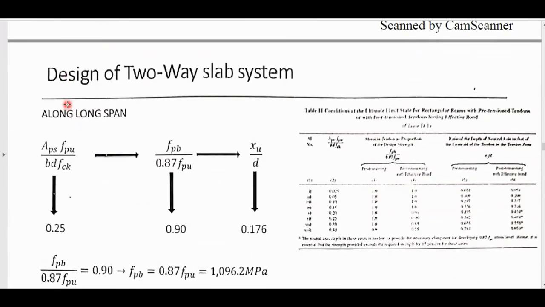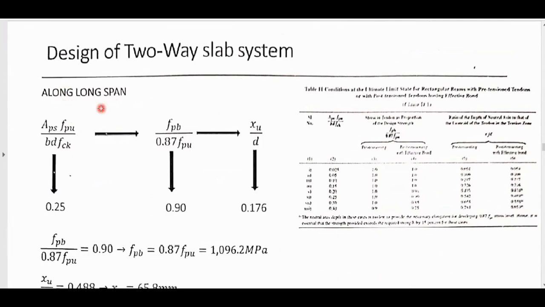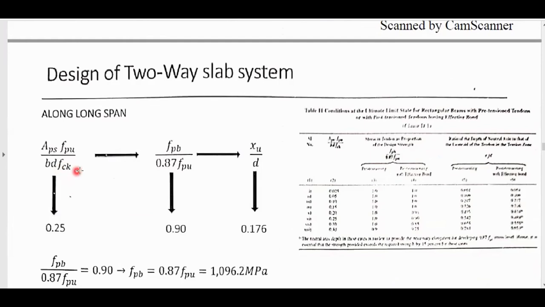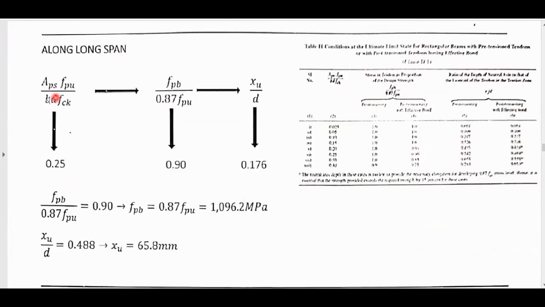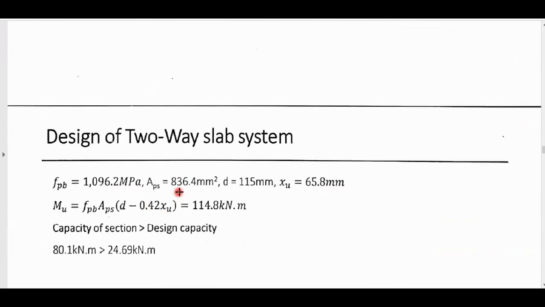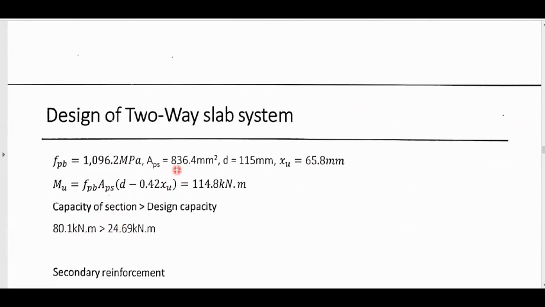Then we are going to calculate similar values for the longer span. Again, we will calculate the values of FPB and XU for the longer span. The FPB and XU values will be the same, but the varying values are APS and depth. So the value of XU by D and the FPB values will be the same here.